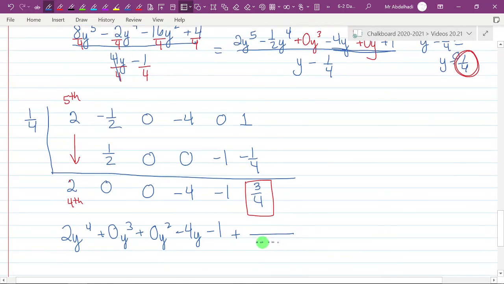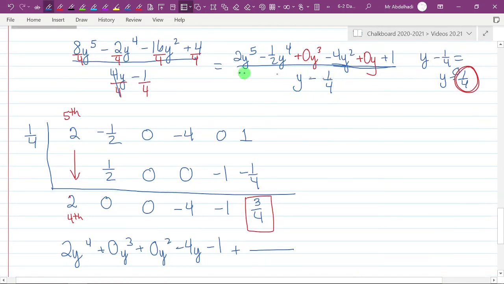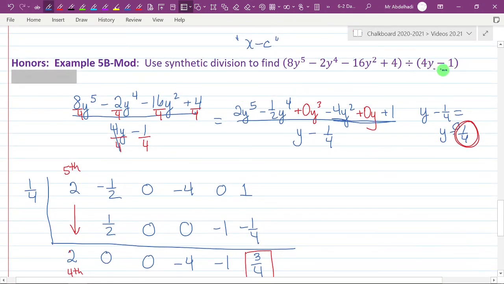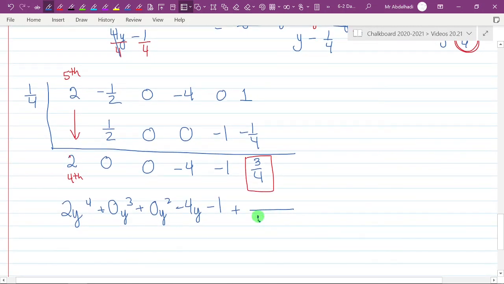The denominator will be the divisor that you got after you divided. So not the 4y minus 1 that we started with in the original problem. Not this, because we reduced a fraction. We divided everything by 4. So it's going to be this thing here, y minus 1/4. And on top, it's going to be 3/4.